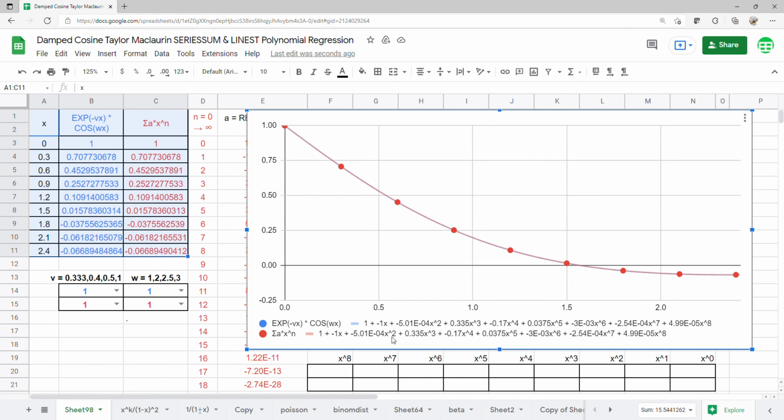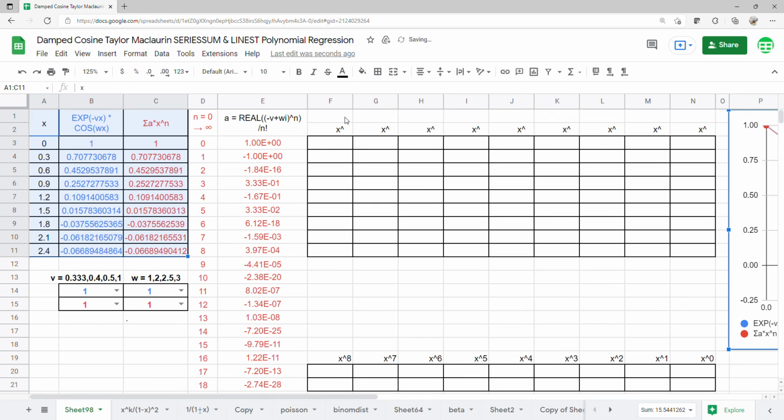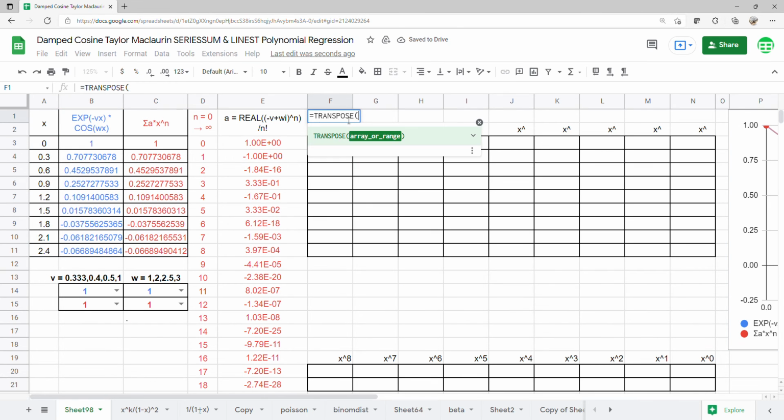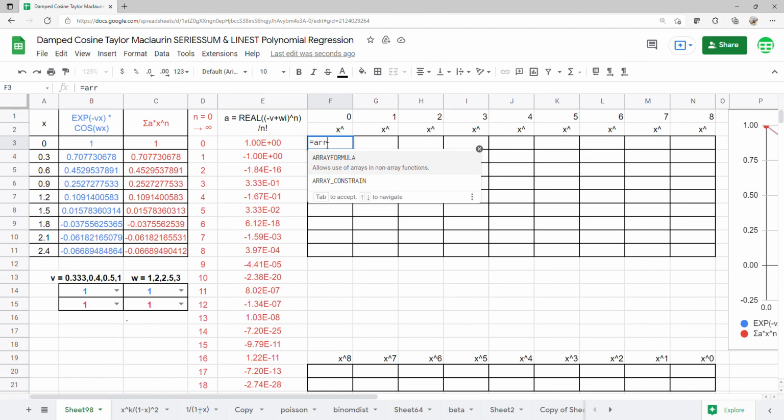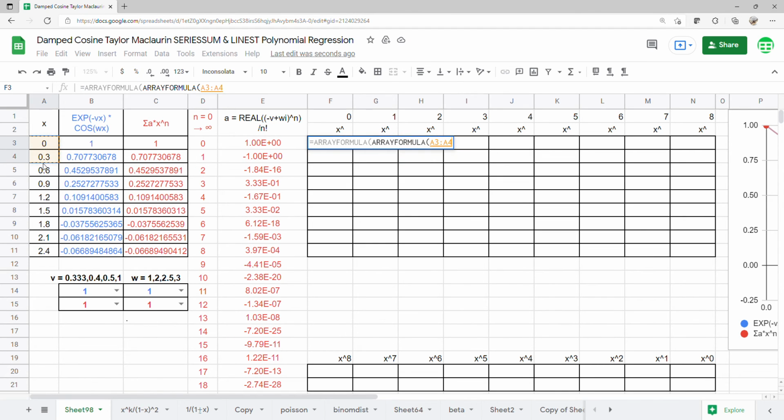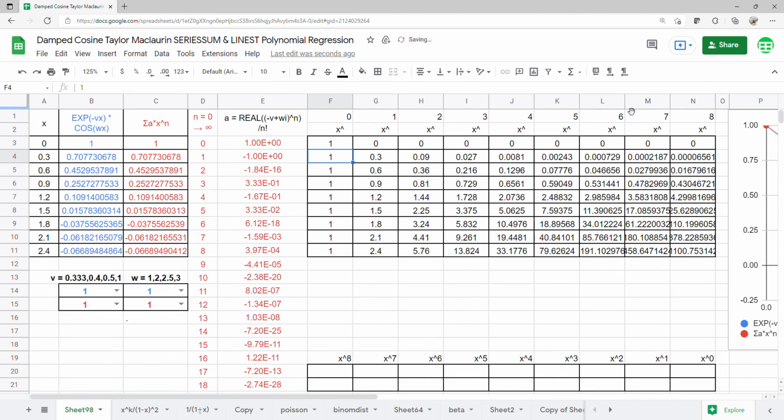We calculate this polynomial regression coefficient using LINEST. To do that, we complete the LINEST matrix, starting with the power. Is transpose 0 to 8. And the elements of the matrix. So this will be array formula of the x values raised to the power 0 to 8. And now we use LINEST. Data y and data x.